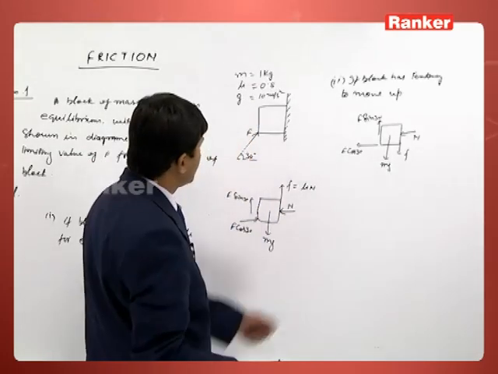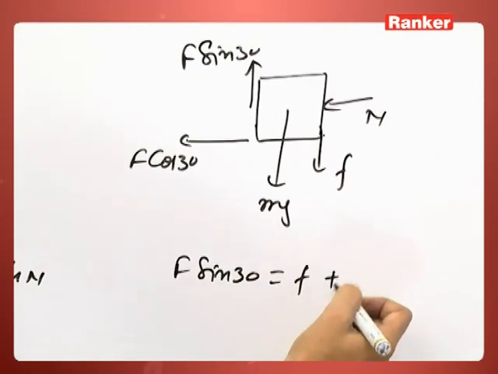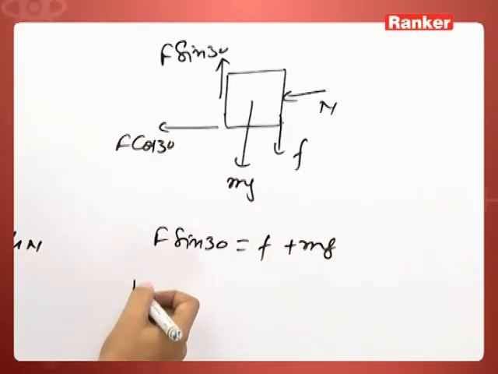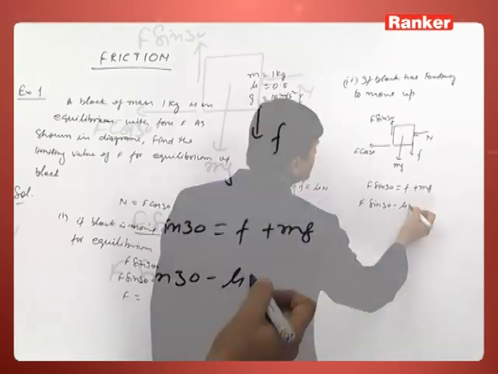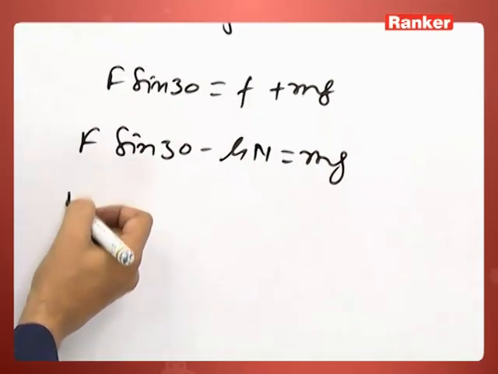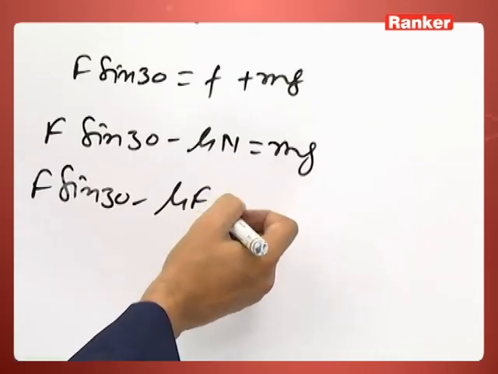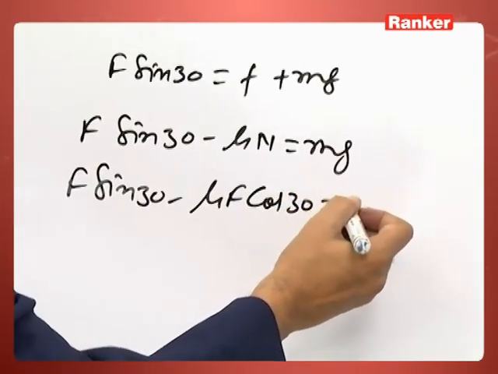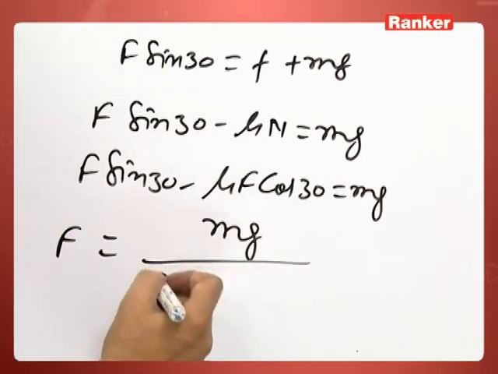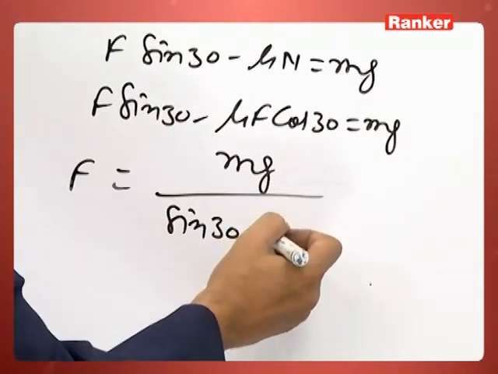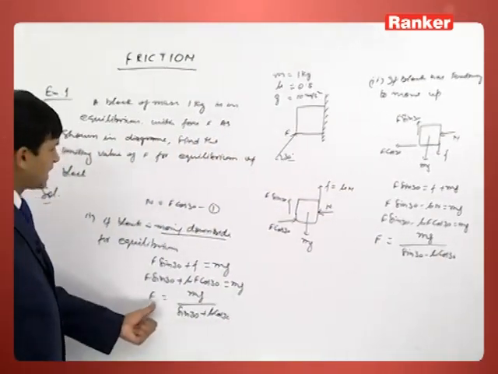Now the equation for vertical direction: F sin 30 must be equal to f plus mg, and f is equal to mu into N. So F sin 30 minus mu N is mg. F sin 30 minus mu, N is F cos 30, is mg. So F is equal to mg by sin 30 minus mu cos 30. So these are the two values of F we are getting.